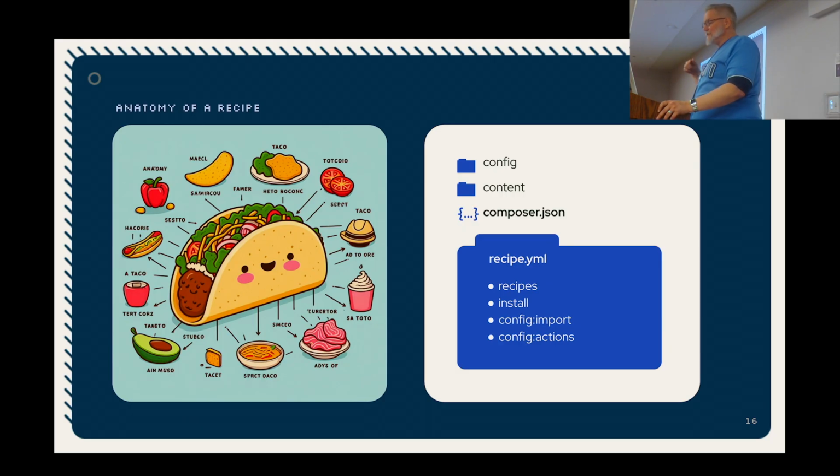Now, most recipes will also include a composer.json file that will define things like the dependencies, so that Composer can pull those down and make sure they're available to the recipe. Optionally, you can also have a folder of static config files that will get imported as a part of applying that recipe, as well as a folder for content entities that should also be created when that recipe is applied.